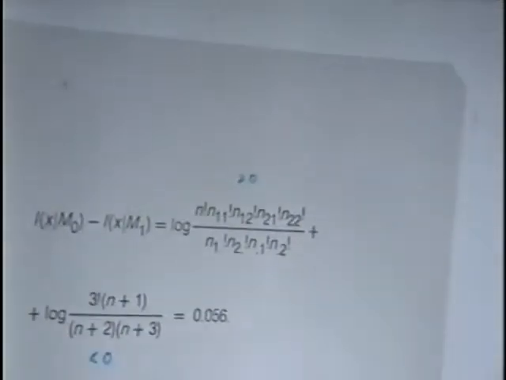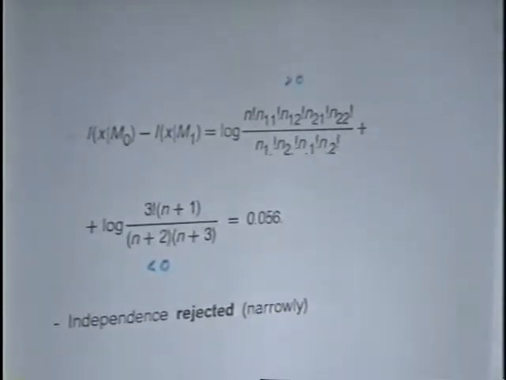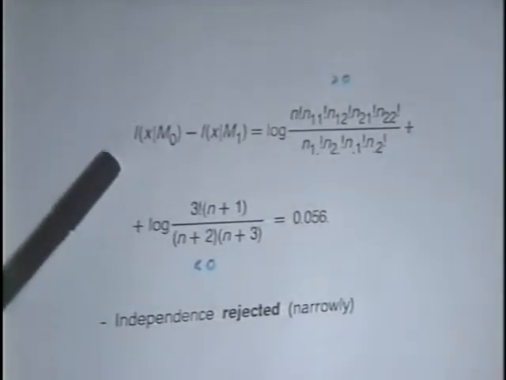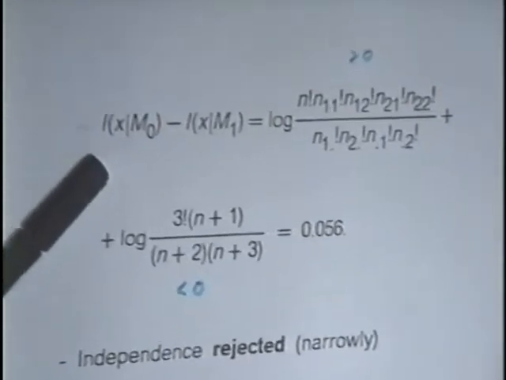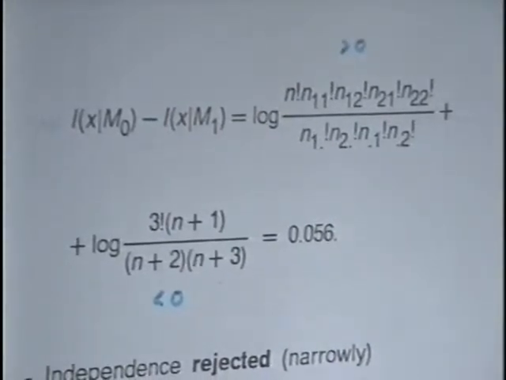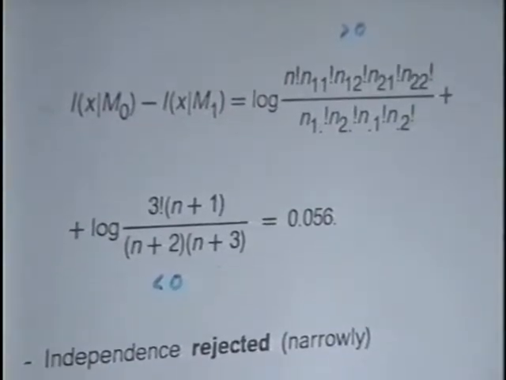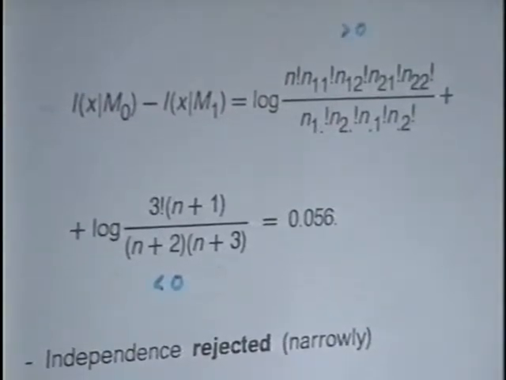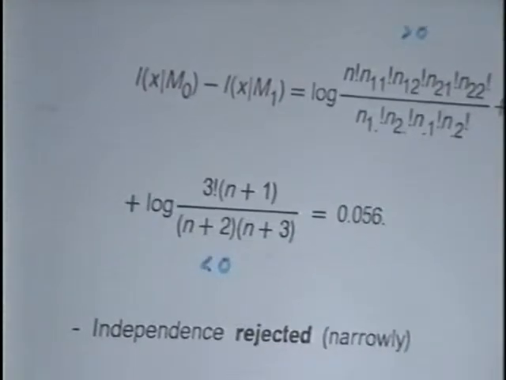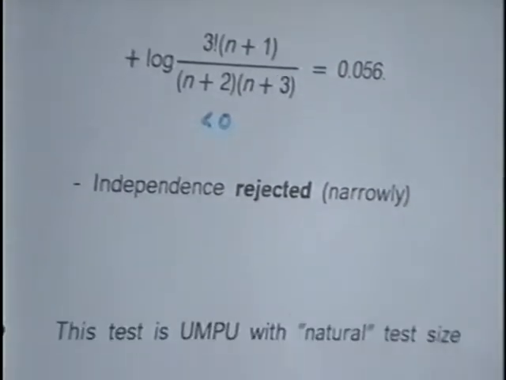Because if we just look at the difference, we'll get that formula and the numerical value, which means that there is dependence. Now this turns out to be a borderline case. The classical test would go either way, depending on how you pick the threshold.